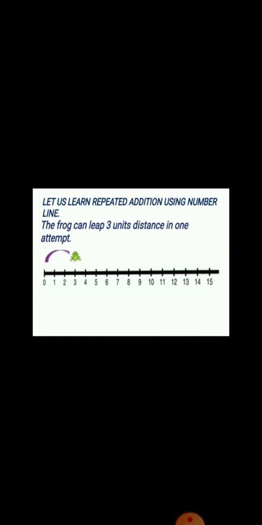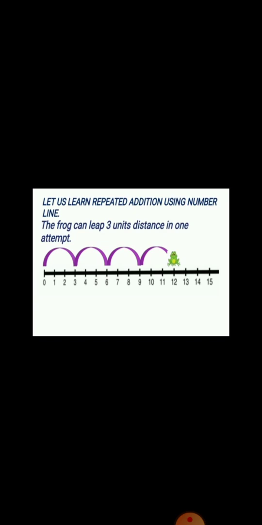So from 0 the frog will jump to 3. Okay, again count 3 units and then jump to the next 3 and come to 6. Still the frog has not come to 12. So again it will jump 3 units and this time it will come to 9 because 6 plus 3 is 9. Okay, so again it will jump 3 units and come to 12. So finally the frog will reach what?